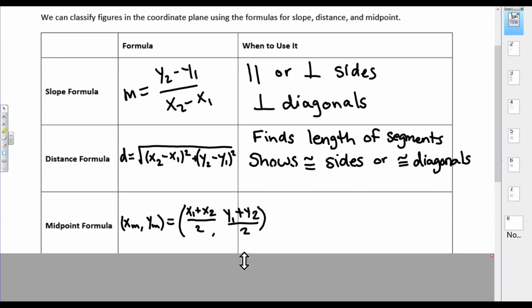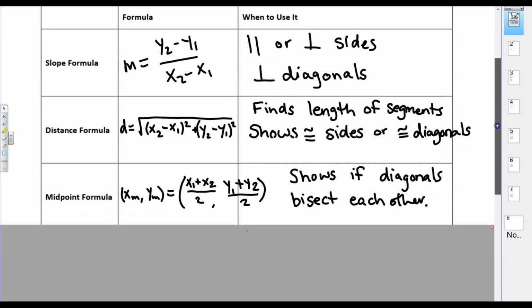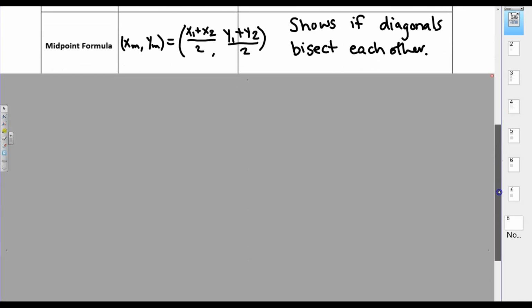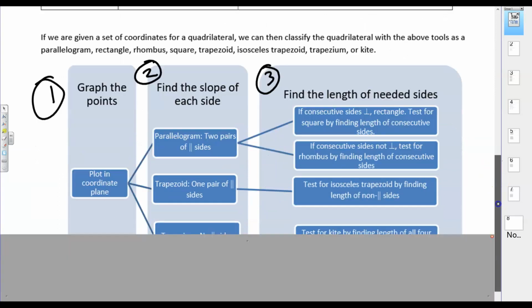My midpoint formula is xm comma ym equals the average of the x's comma the average of the y's. And the midpoint formula will show if diagonals bisect each other. We're not going to use him very often, but he is a tool that you could use if you wanted to. Generally speaking, when we're doing these problems, we're going to follow three basic steps.